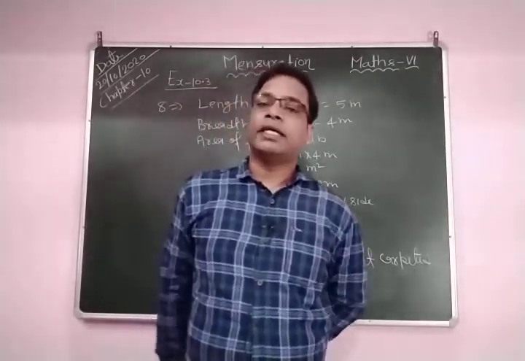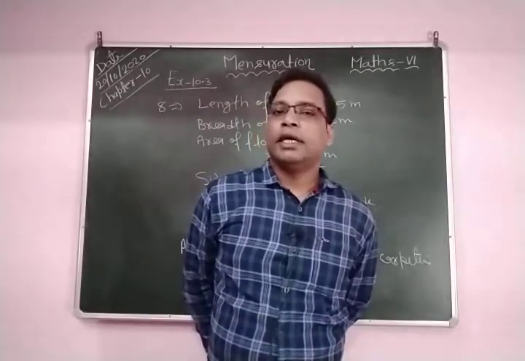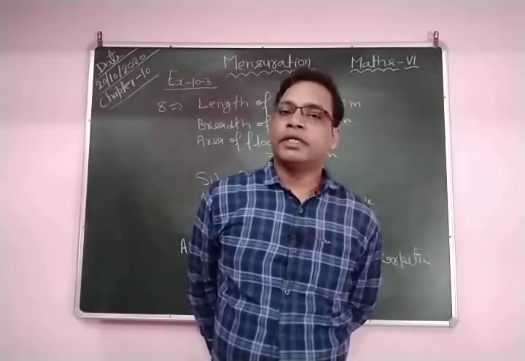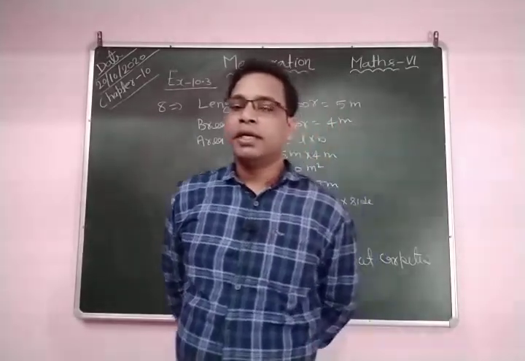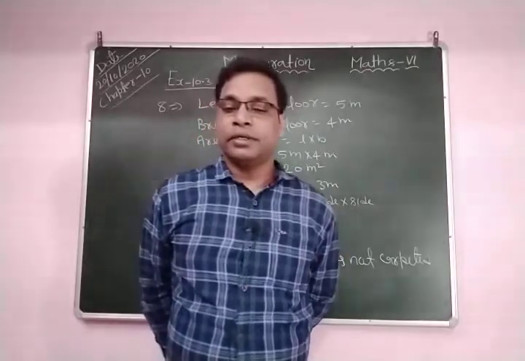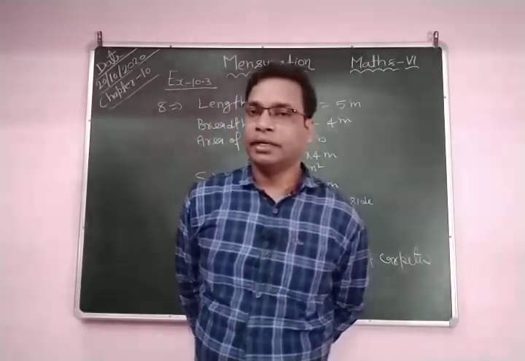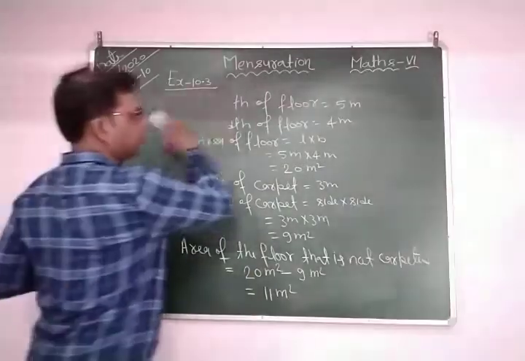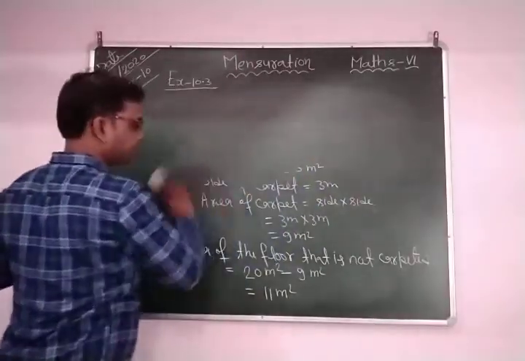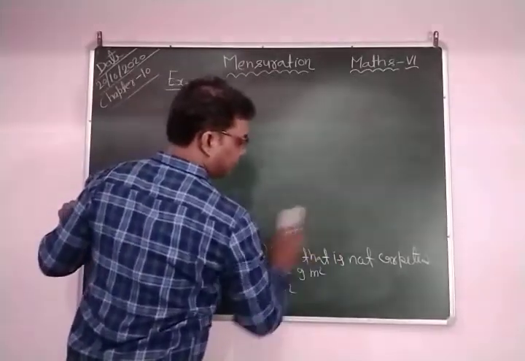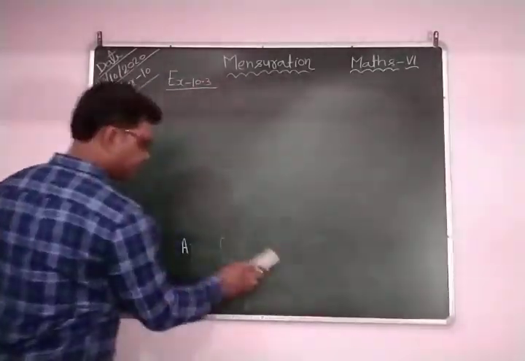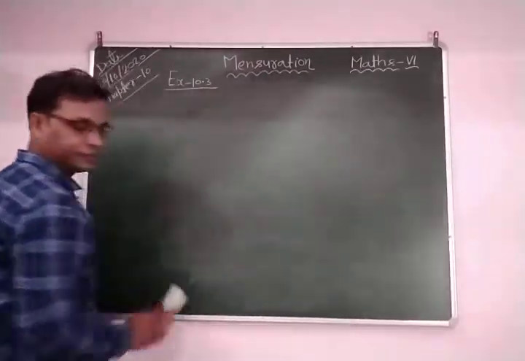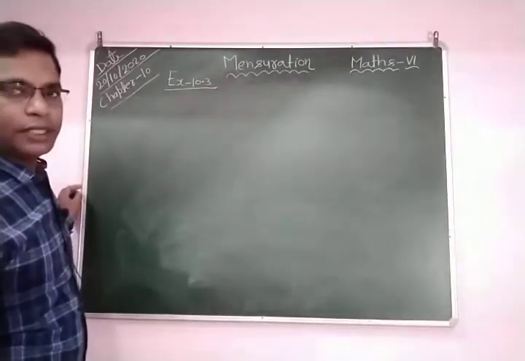So first we find the area of land, after this the area of 1 flower bed, after this the area of 5 flower beds, and when we subtract the area of 5 flower beds from the area of land, we obtain the remaining part of land. Okay, so let's see how to solve this question. Here the length of land is 5 meter, and the breadth of land is 4 meter. Clear? This is question number 9.